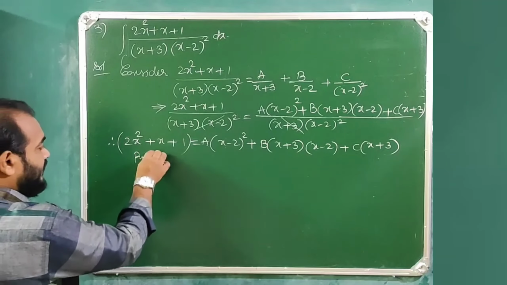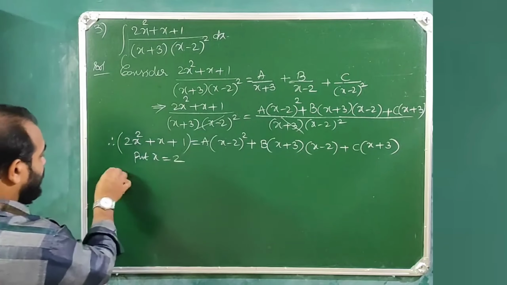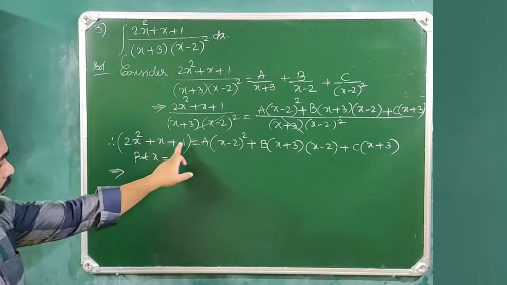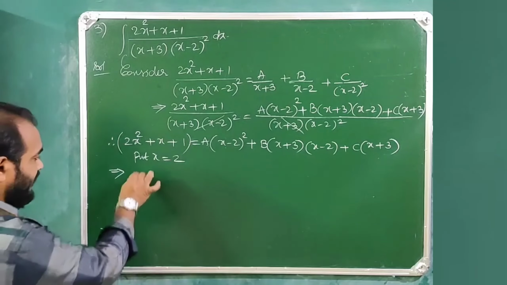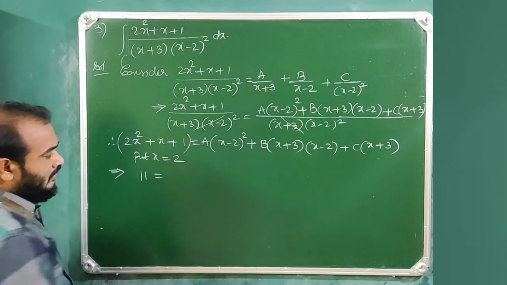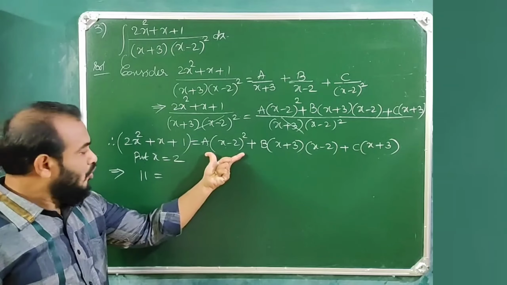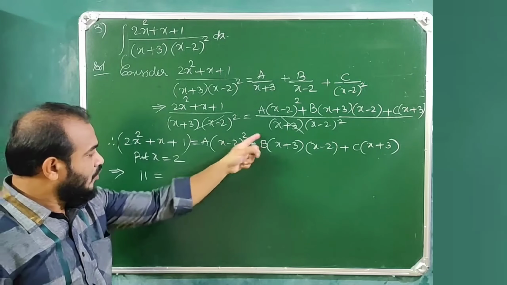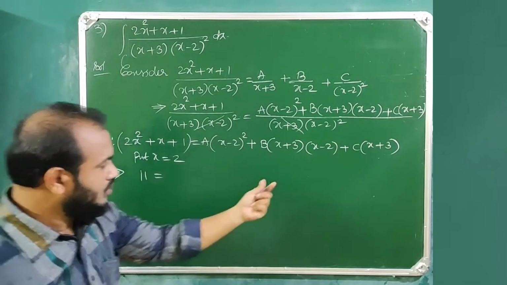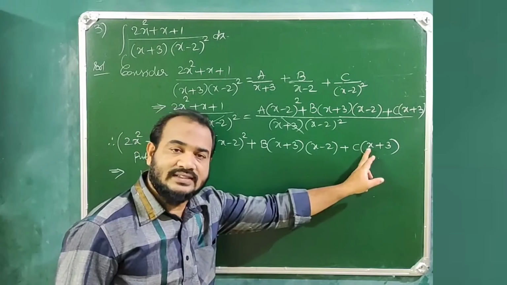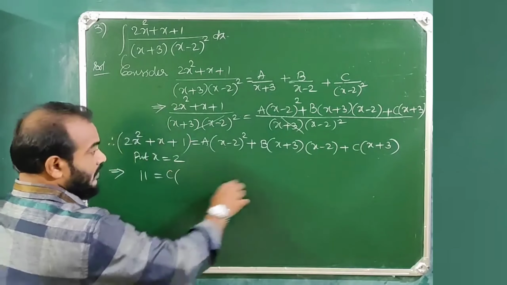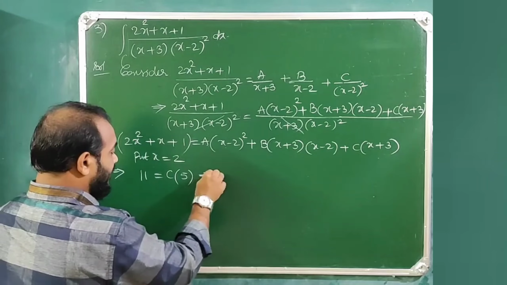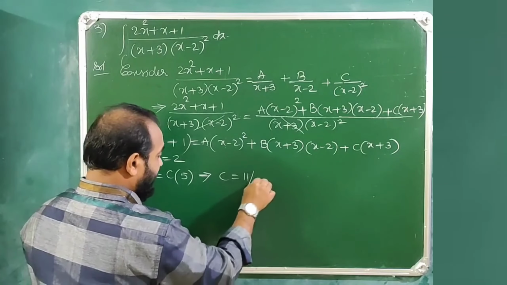Put x equals 2. On substituting 2 here, 2 square is 4, 4 twos are 8, plus 1 is 9, 9 plus 2 is 11. This term would be cancelled because 2 minus 2 is 0, so 0 square into A is 0. Here also it will be 0. We are only left with the last term, C into, x value is 2, 2 plus 3 is 5. So from this, C equals 11 by 5.